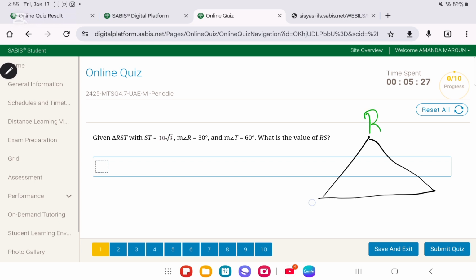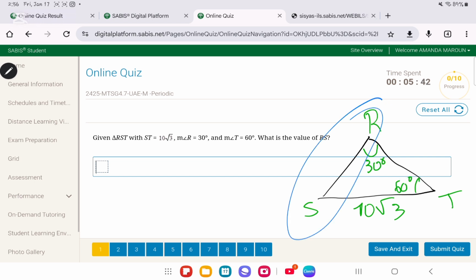We are going to say this is triangle RST. We know that side ST is 10 radical 3, and we know that angle R is 30 degrees. We also know that angle T is 60 degrees. They need the value of what? They need the value of side RS.